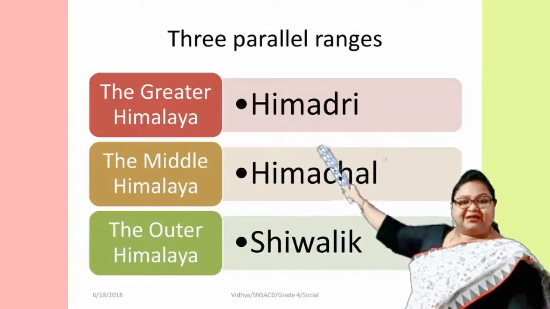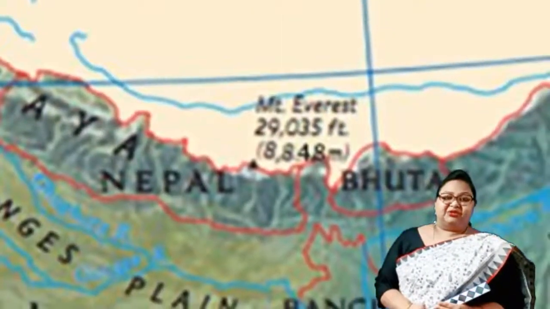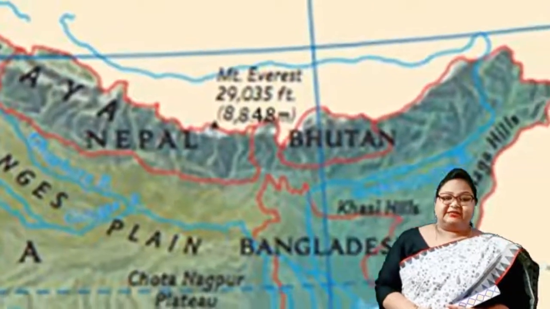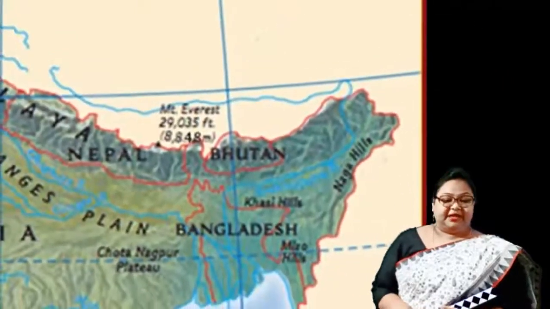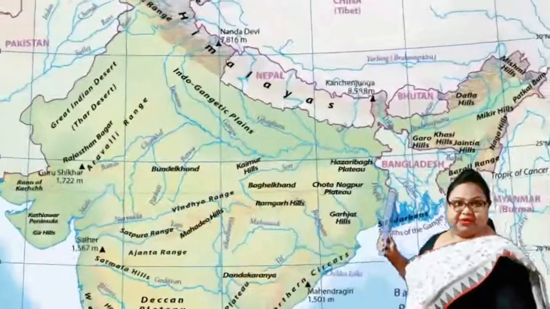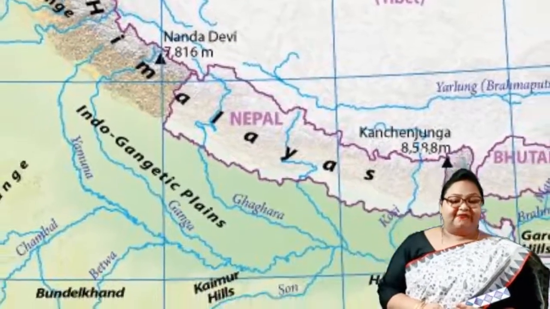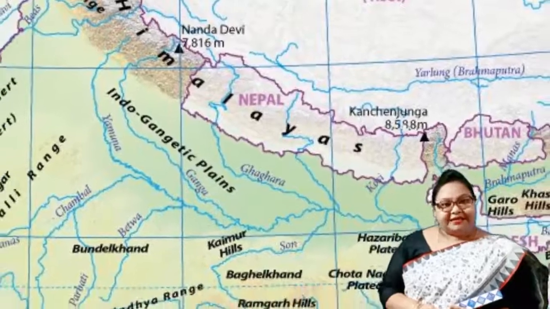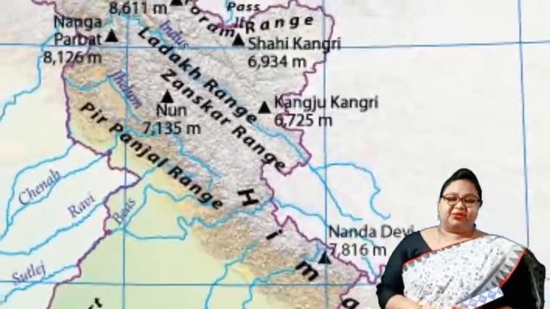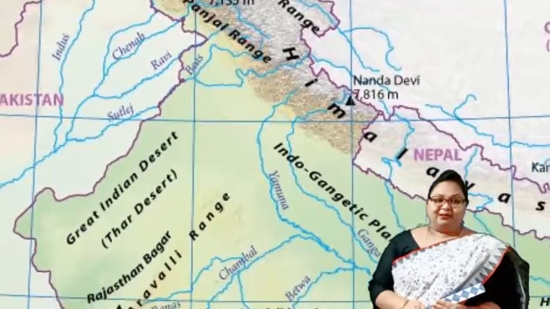The Himadri range, that is the topmost one, is also known as the Greater Himalayas, and in this mountain range lie the highest mountain peaks such as your Mount Everest, that is 8,848 meters. That is situated on the Nepal-China border. And when you see only this area of your Himadri region, Kanchenjunga, that is 8,598 meters, is the highest peak in the Indian Himalayas. Other mountains situated in this region are Nanga Parbat in Jammu and Kashmir and Nanda Devi in Uttarakhand.